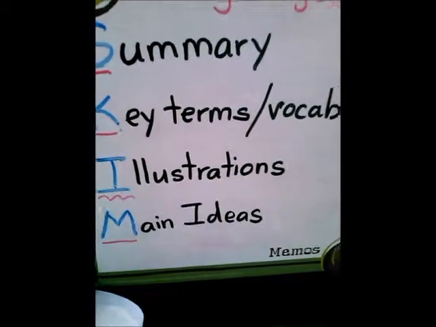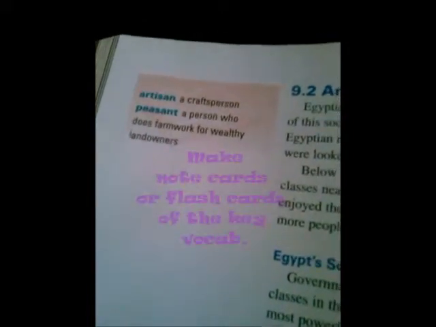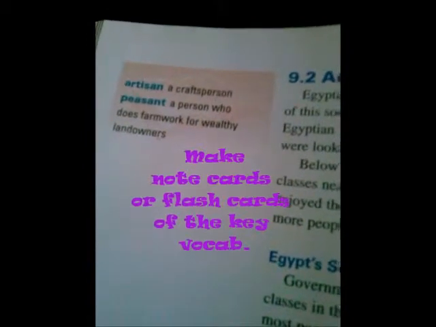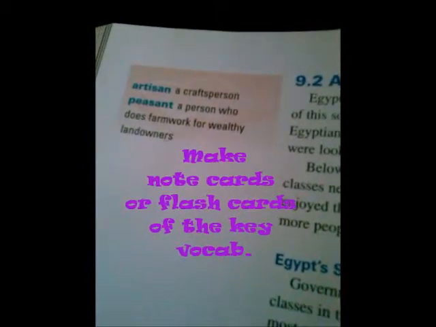The next step is key terms or vocabulary. If I turn to the very next page, I can see right away, oh, look at that. Key terms and vocabulary, and the definitions are there for you. So it's a good idea to make some note cards. Maybe put the word artisan on the front, and on the back side write the definition, a craftsperson.